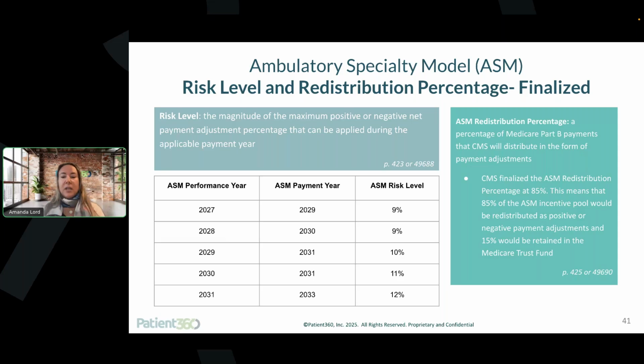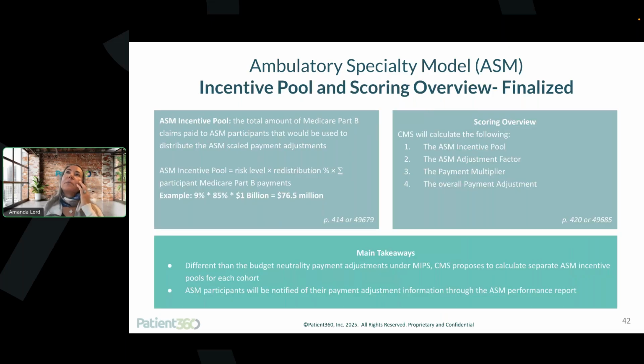So let's look at the ASM incentive pool on the next slide. Okay, so this is a little bit different than budget neutrality, so we're going to go through this now. An ASM incentive pool is a fixed percentage of the total amount of Medicare Part B covered professional service claims paid to ASM participants, with final scores that will be distributed in the form of scaled payment adjustments during an ASM payment year. CMS will calculate the ASM pool using the ASM risk level for the appropriate payment year and the ASM redistribution percentage. So here's an example directly referenced.